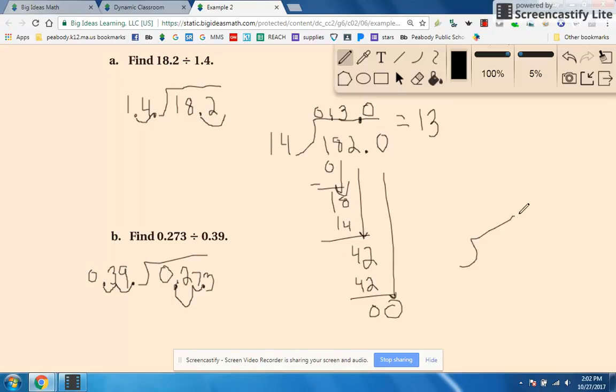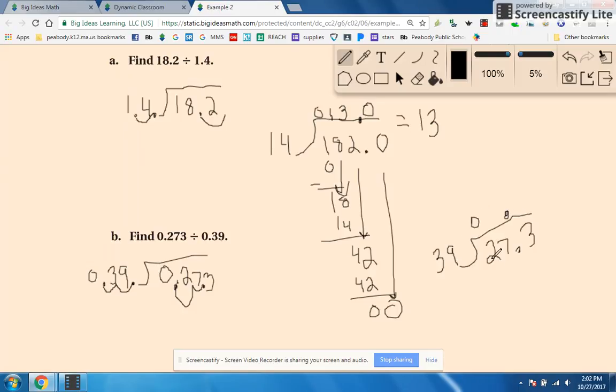So now my inside number, that looks bad, looks like 27.3. Okay, the 0 that's in front, you don't really need that anymore. So you can just get rid of that. Just pretend it's 27.3. The outside number is now going to be 39. Okay, so now we just have a decimal divided by a whole number. So bring the decimal point straight up, do regular division.